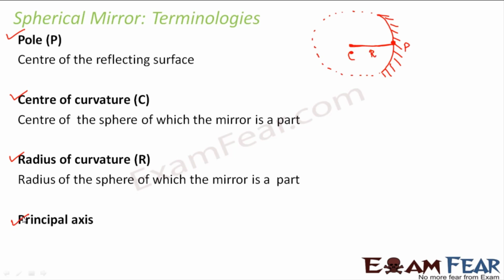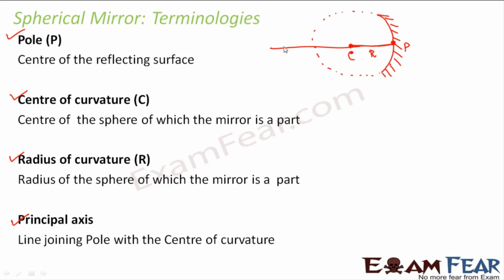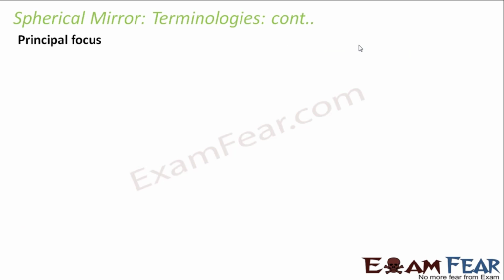Next is the principal axis. It is the line joining the pole with the center of curvature. That means this line is known as the principal axis. So you understand the difference. This distance is the radius of curvature, but this line is known as the principal axis. The principal axis can extend this way. The distance between the center of curvature and the pole is known as the radius of curvature. Okay.